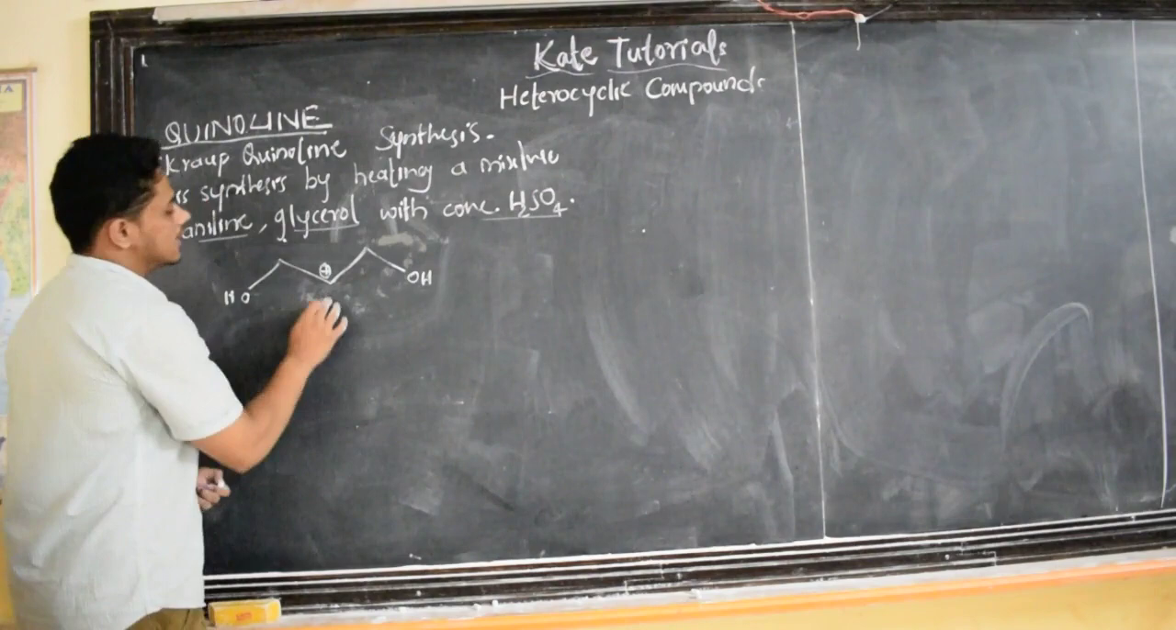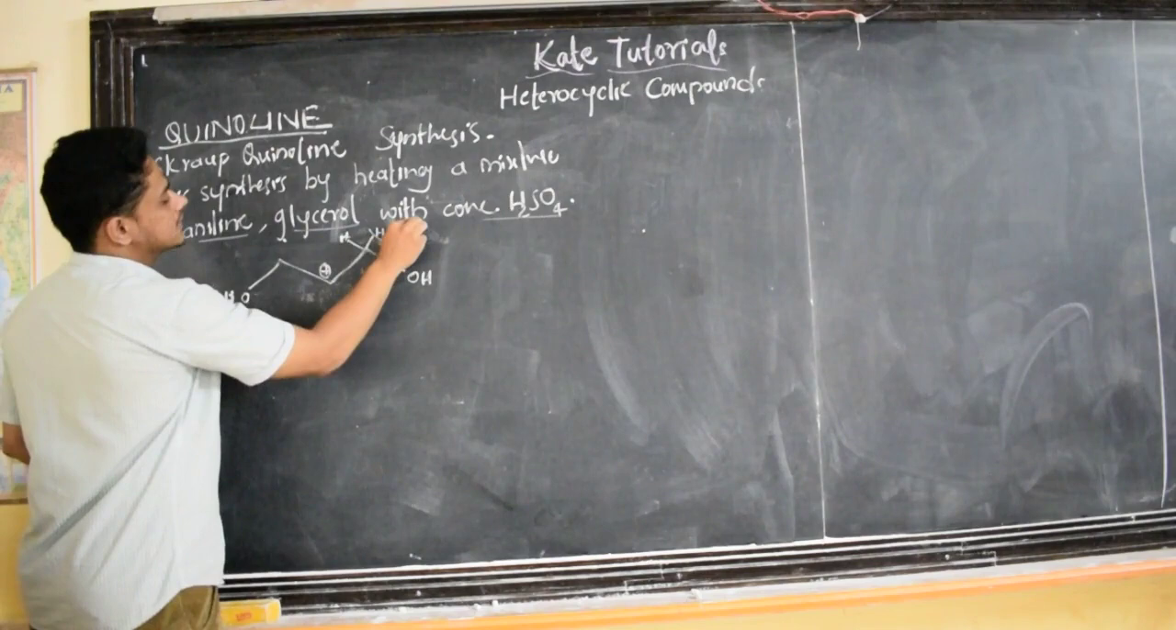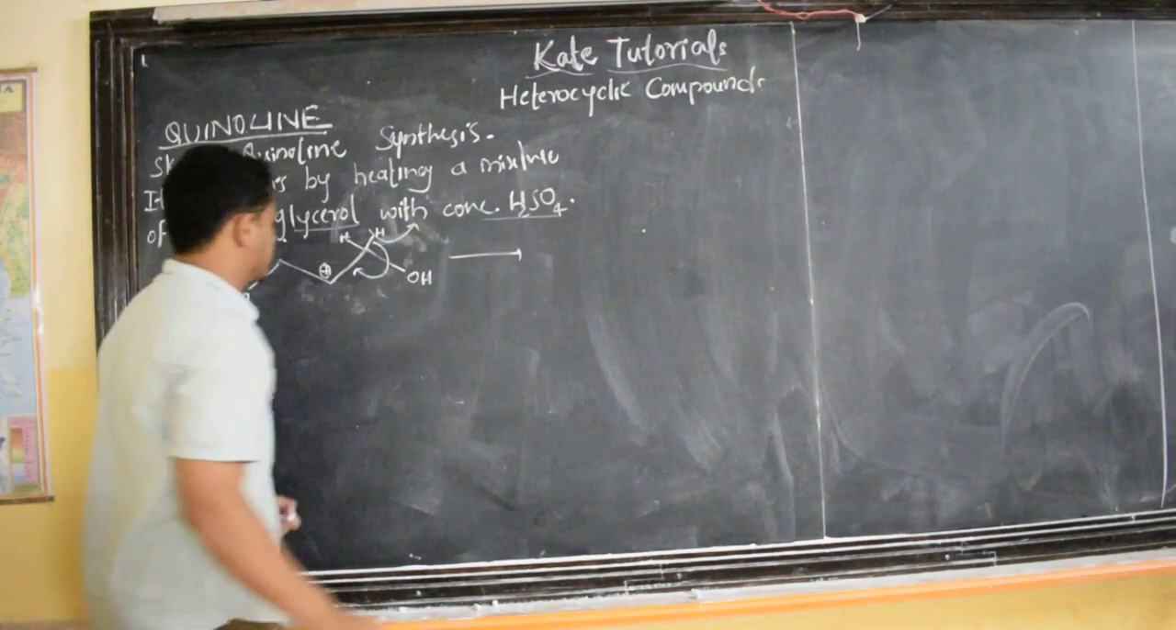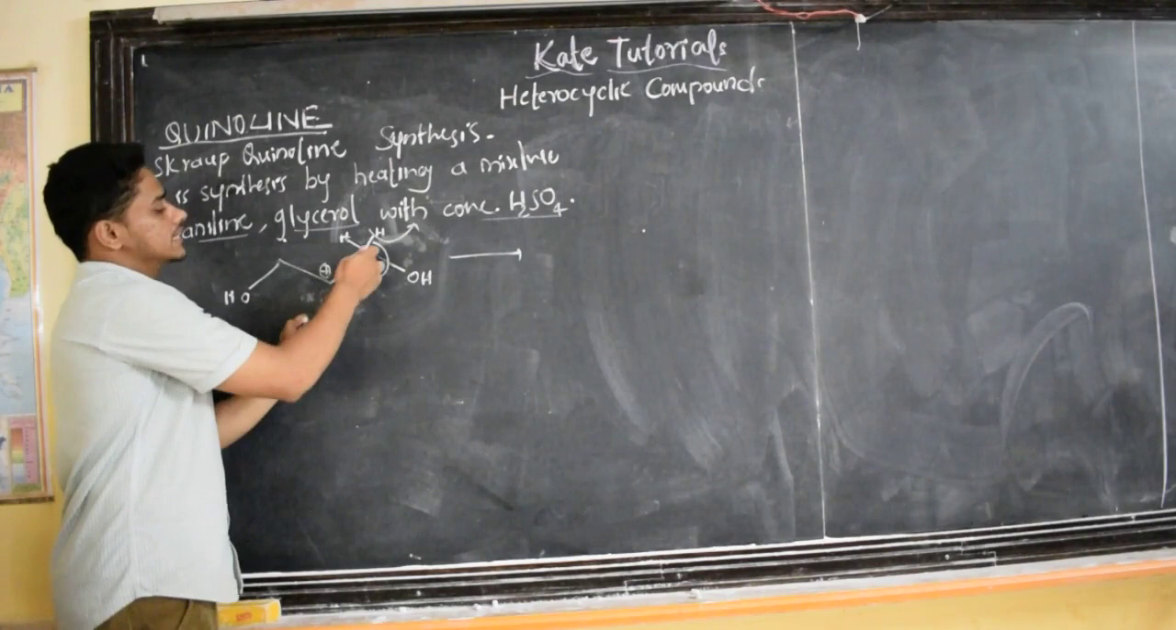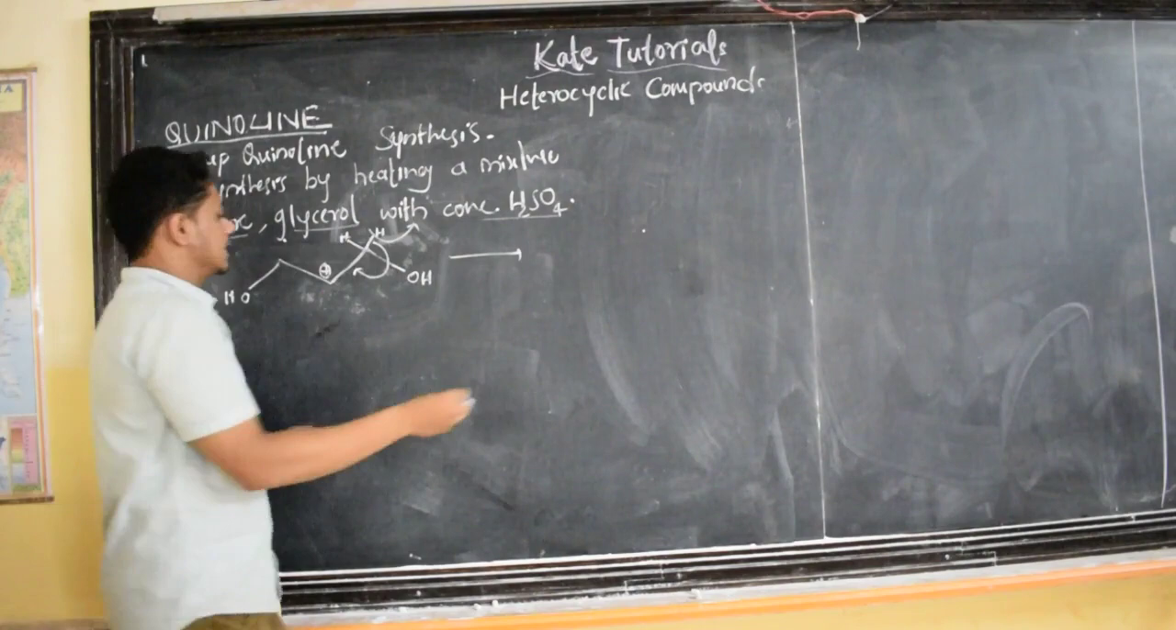One hydrogen will move as H plus and this bond is going to shift here. This is nothing but beta elimination. The OH is the functional group and this will be the beta carbon. From the beta carbon the hydrogen is eliminating, so it is beta elimination. So what we got is a double bond here and the OH group here.